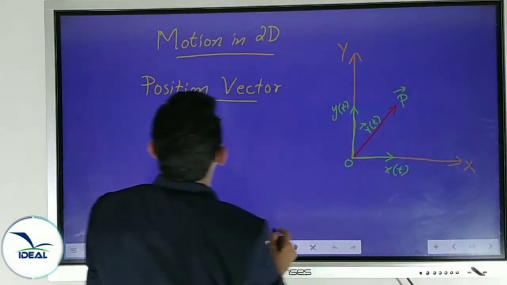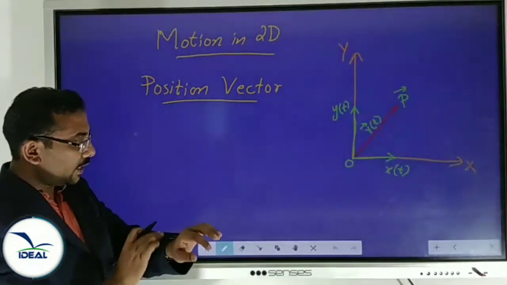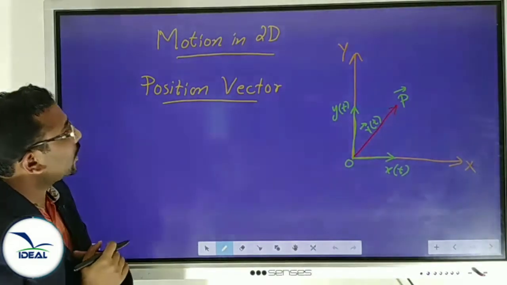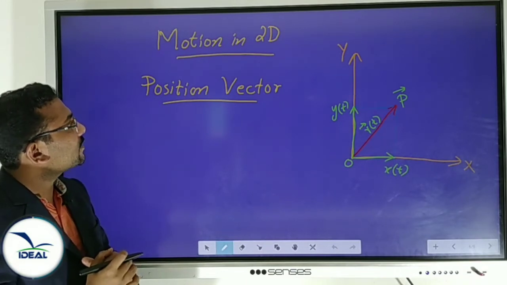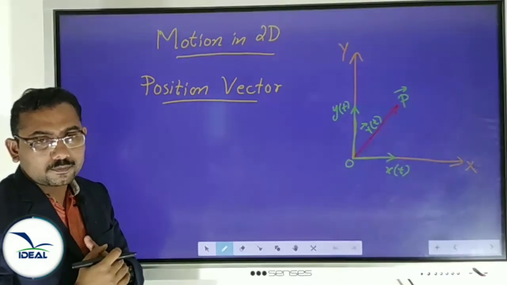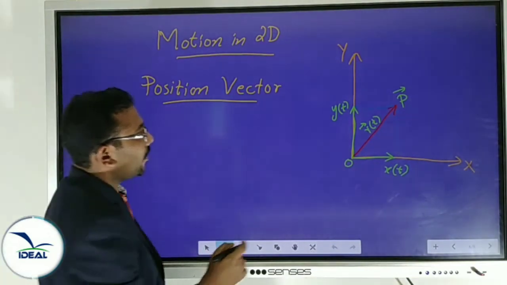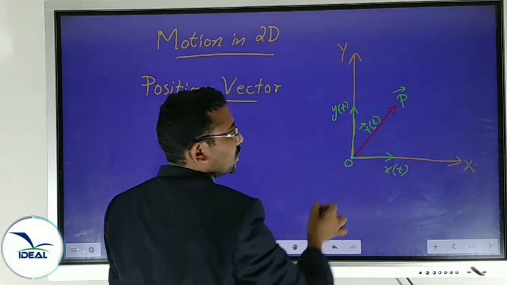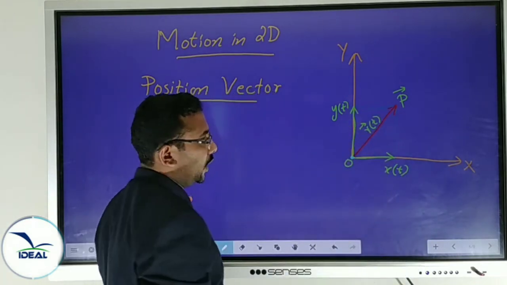Next, motion in 2 dimensions. We are studying the chapter motion in a plane, that is, 2-dimensional motion. 2 dimensions means 2 coordinates will change. In 2 dimensions, the displacement is represented by the position vector, which is the displacement from the origin. This is the origin, this is the x coordinate, the y coordinate.